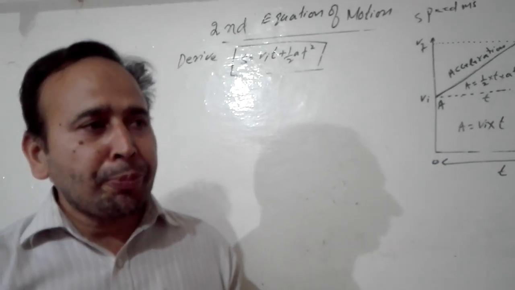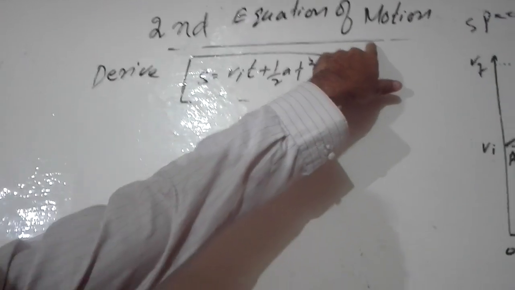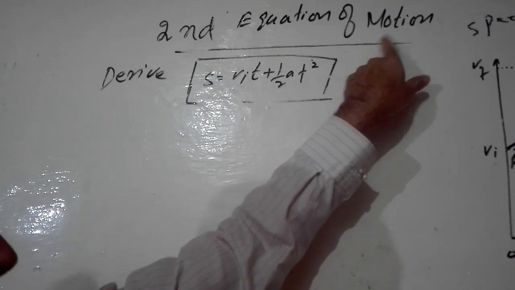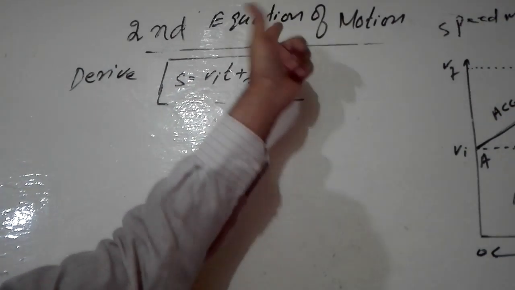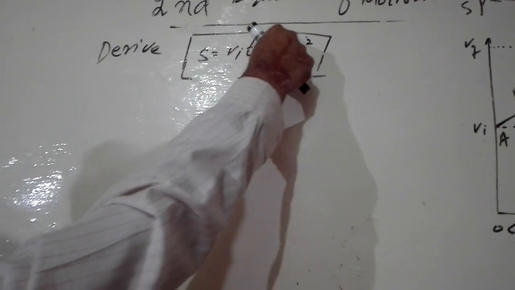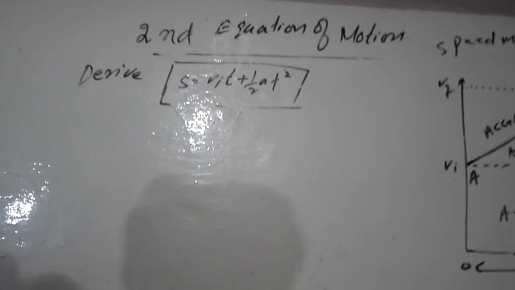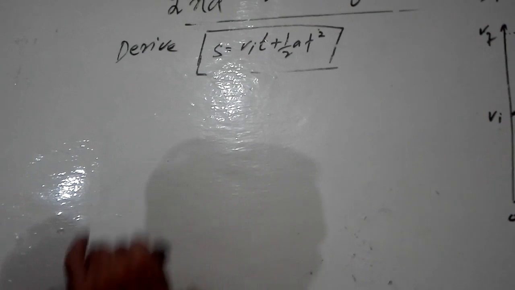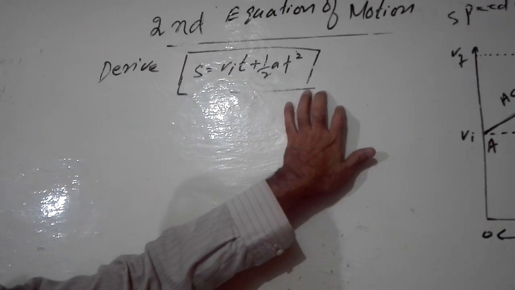Okay students, our next topic is to prove the second equation of motion. I have written just the second equation of motion. In the same manner, the examiner can ask you this question in two ways. First, he can ask you to derive the second equation of motion. Secondly, he can ask you to derive s equals vit plus half at square, or he can ask you to prove that s equals vit plus half at square. So this is the question, and you have to use the graphical method again to prove this.